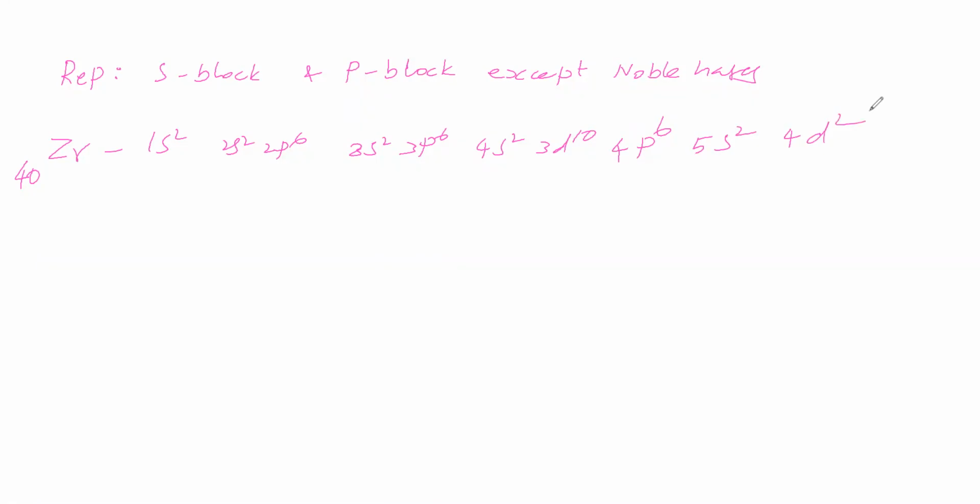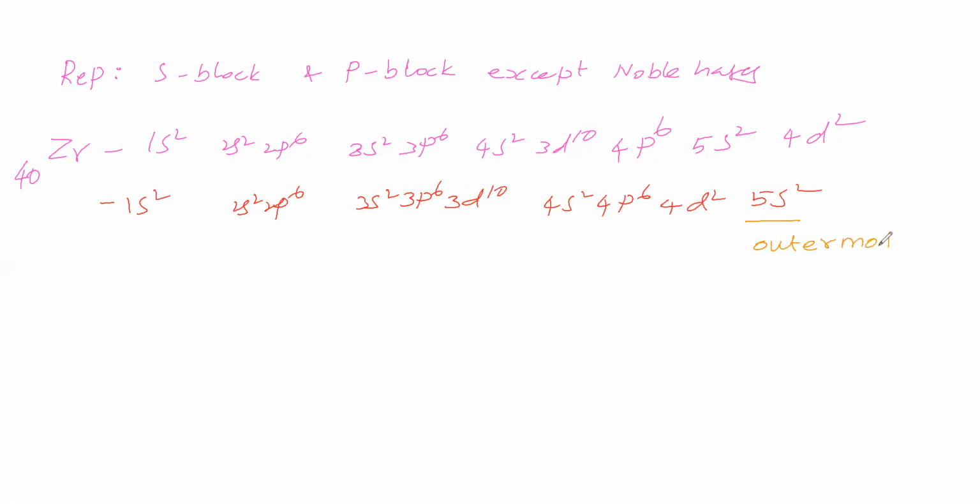Now we will write the shell-wise electronic configuration. First shell. Second shell contains 2s2, 2p6. Third shell contains 3s2, 3p6, 3d10. Fourth shell contains 4s2, 4p6, 4d2. Fifth shell contains 5s2. So we have written the shell-wise electronic configuration. Next, we will see the outermost shell configuration. The outermost shell configuration is 5s2.